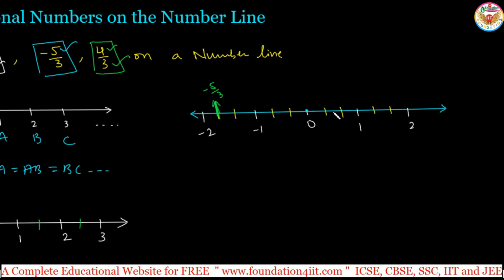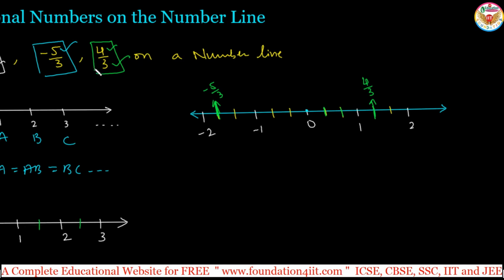From the 0 on the right side, there are 4 parts, and this is the fourth line. So this is the first line, second, third, 4. This is right, this is 4 by 3. Okay, this is the way. This is one of the simple ways.